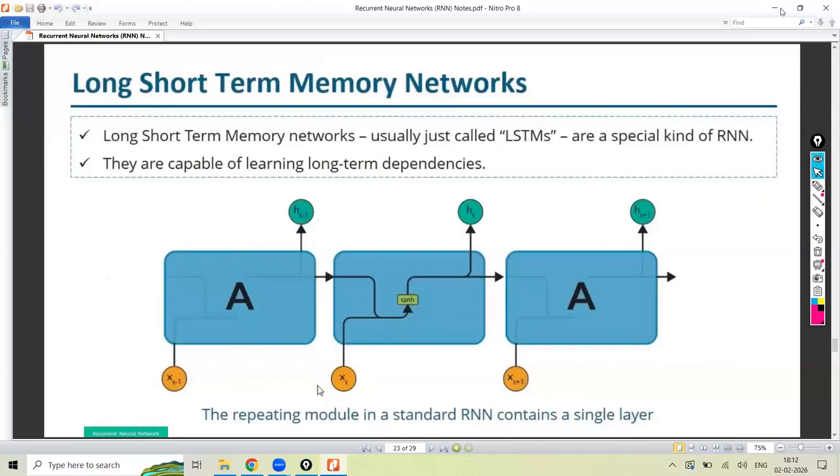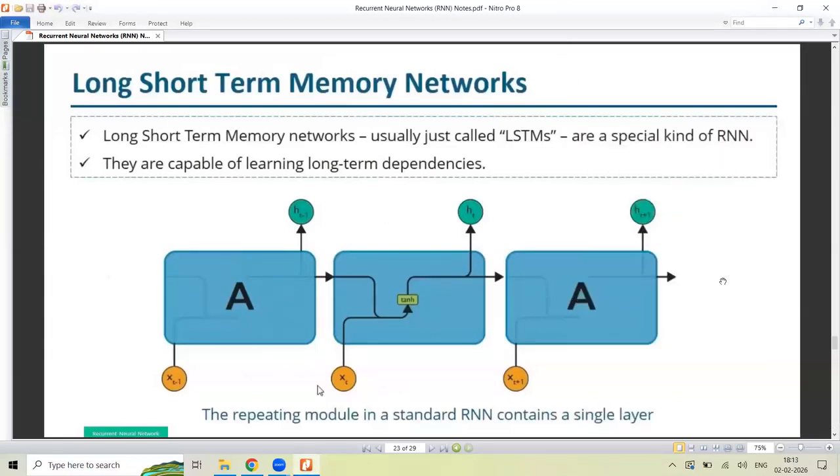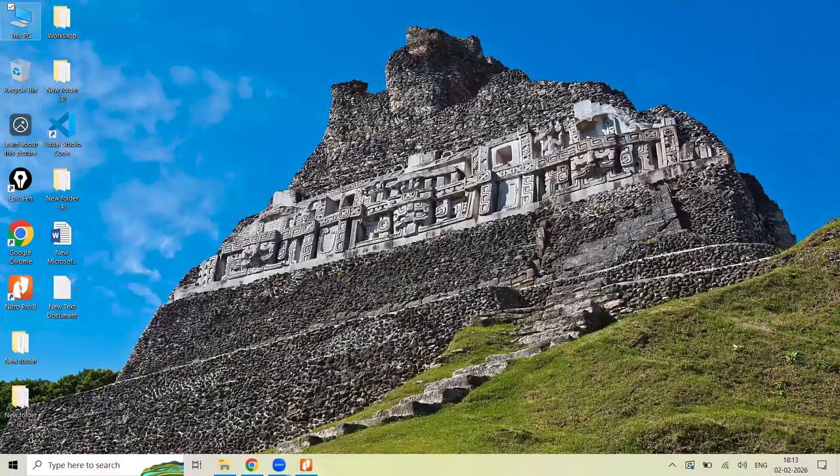Just before moving further, I want to tell you about the RNN. What is the RNN? That is a recurrent neural network. What is the meaning of recurrent? Means having the same thing. So recurrent neural networks work on a concept called the recursive function.